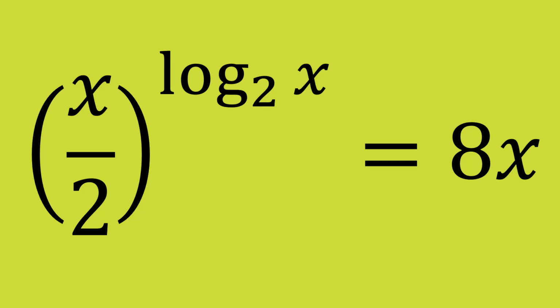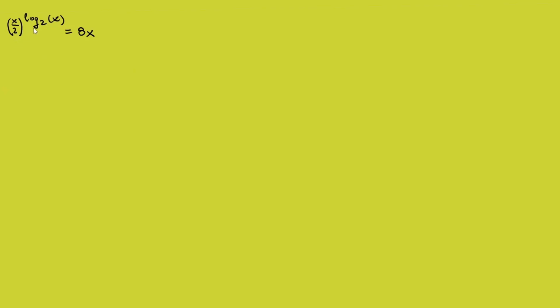This is an Olympiad-level logarithmic equation. Let's solve it. We have x over 2 to the power of log base 2 of x equals 8x. The first step is to take the log base 2 of both sides of the equation.